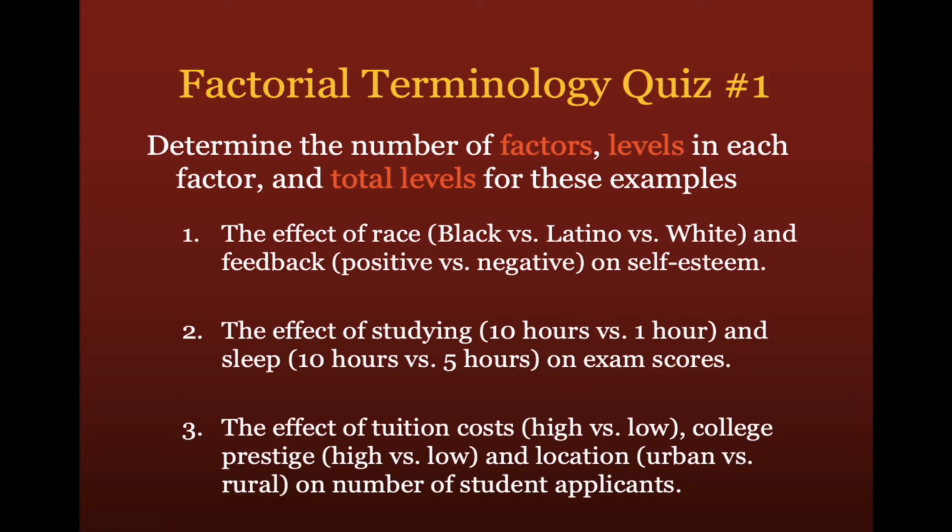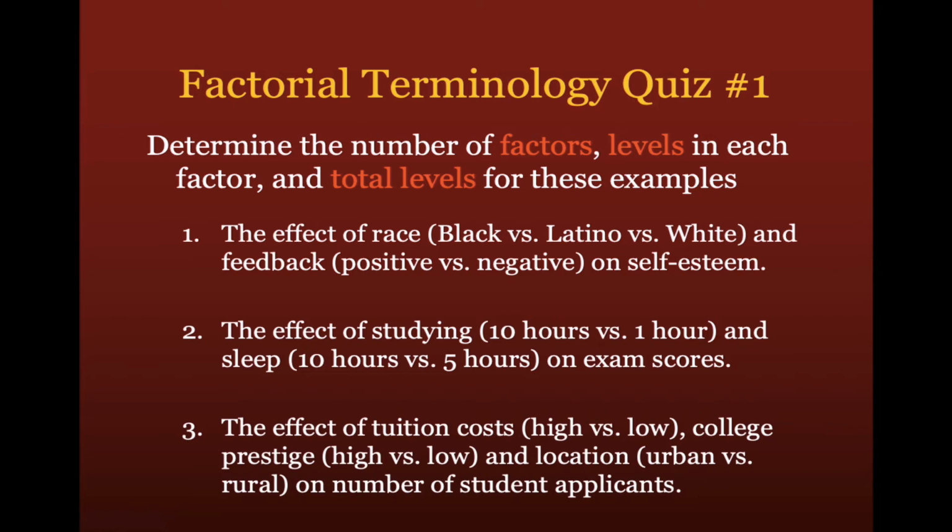Let's see how well you understand these ideas. What I want you to do is figure out the number of factors, the number of levels in each factor, and the total number of levels or conditions in these different examples. The first is the effect of race, black versus Latino versus white, and feedback, positive versus negative, on self-esteem. So, the first question is, how many factors are there? There are two: race and feedback.